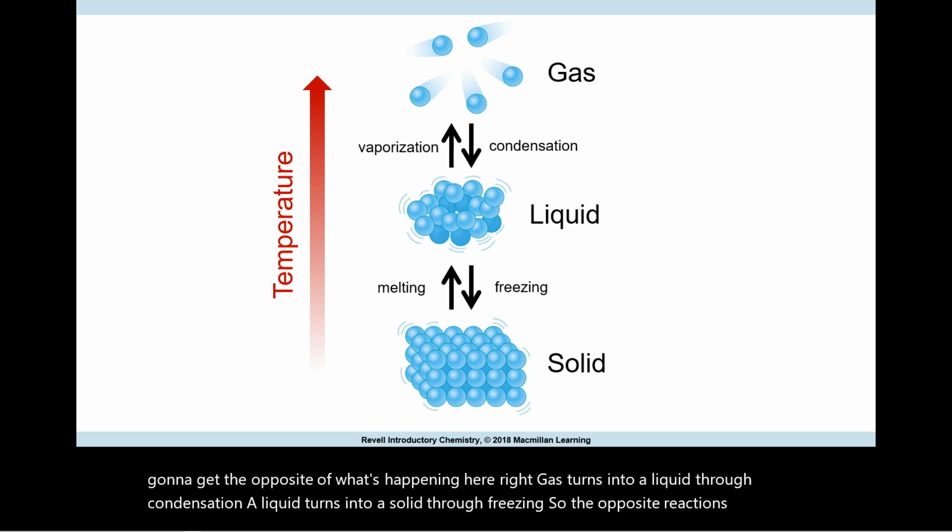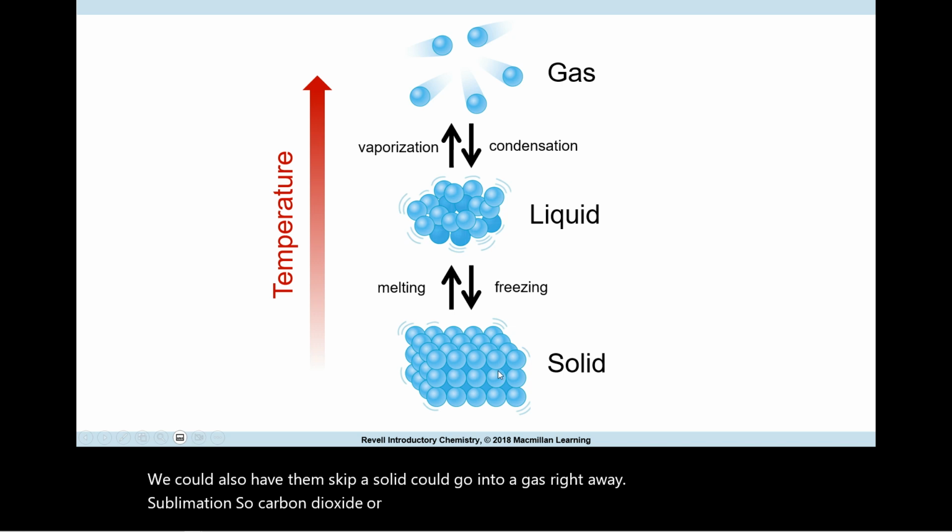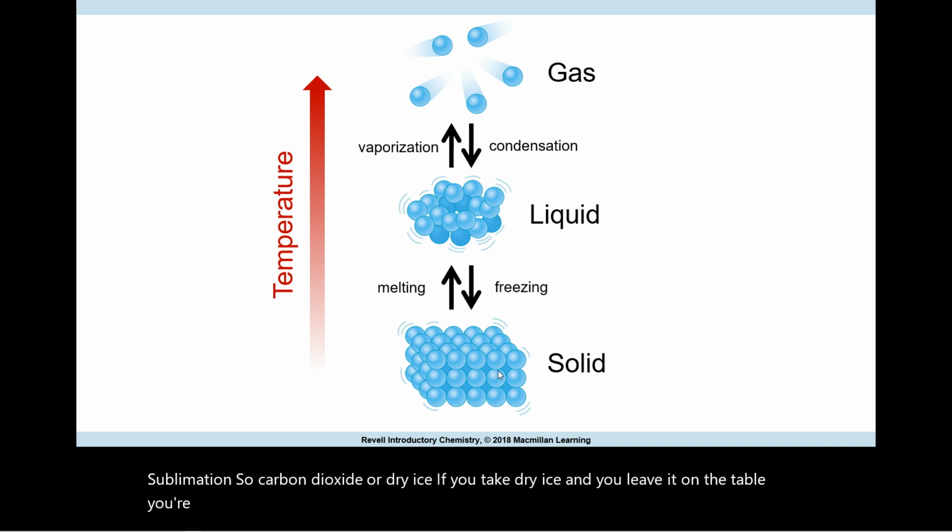We could also have them skip. A solid could go into a gas right away, sublimation. So like carbon dioxide or dry ice. If you take dry ice and you leave it on the table, you're not going to see a puddle of water. There's no puddle of CO2. It's going to evaporate instantly.